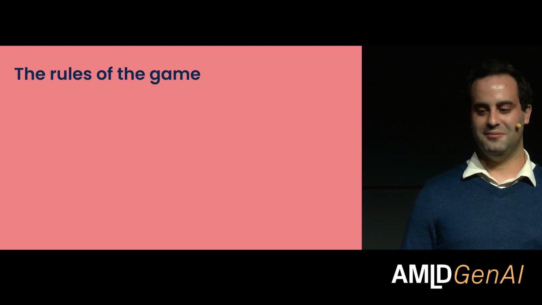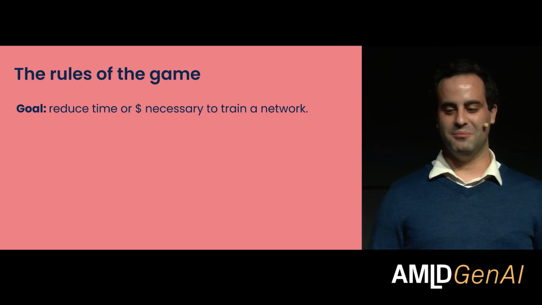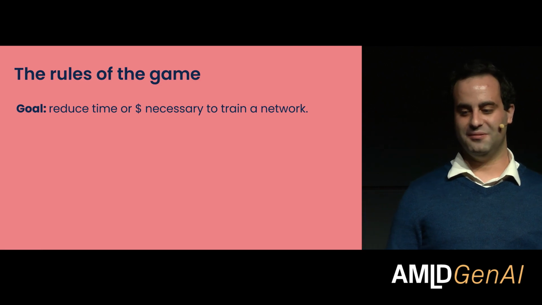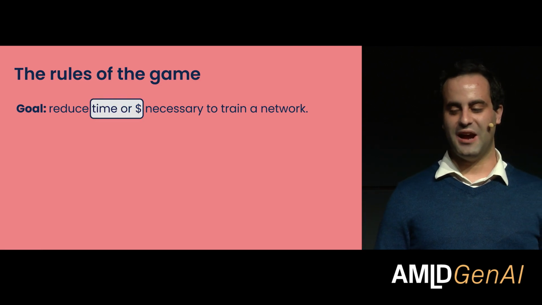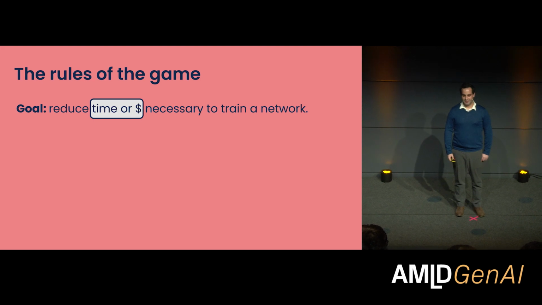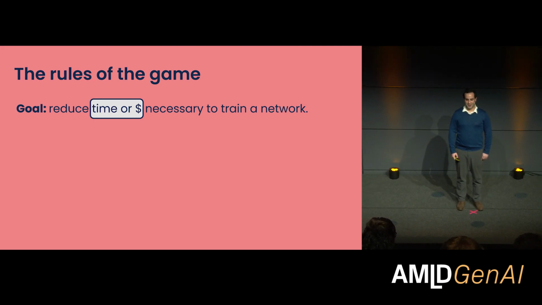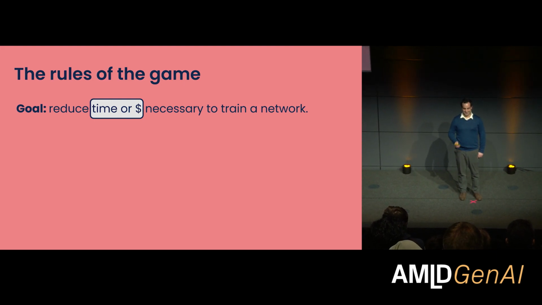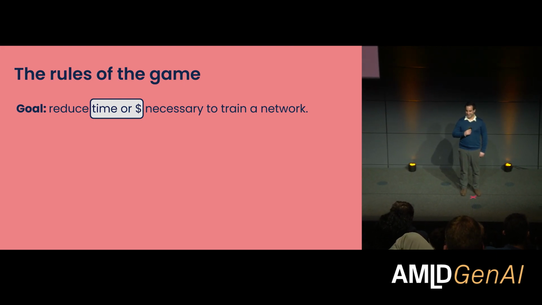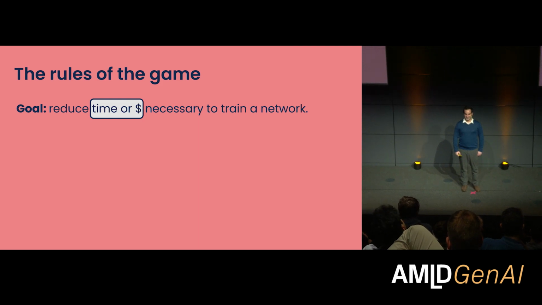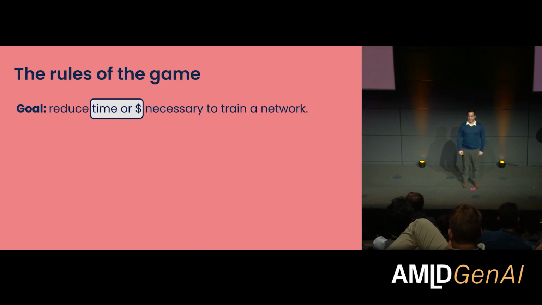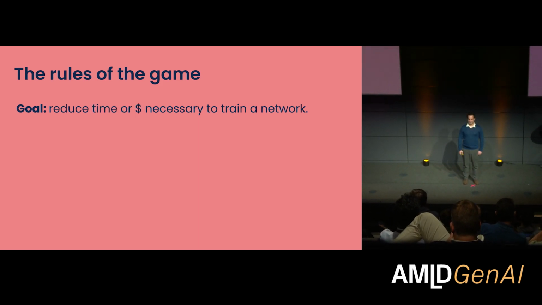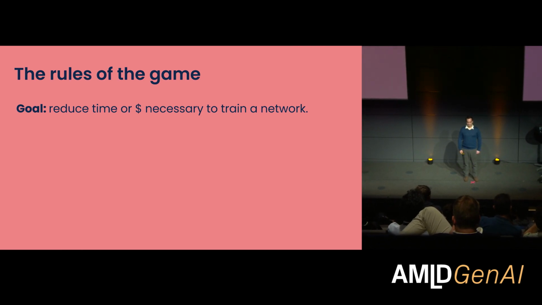So I want to talk science. How do you actually go about doing this kind of algorithmic improvement? And there are a few rules. Your goal is to reduce the time or money necessary to train a neural network. Time and money is very strict. I do not care about flops. Take your flops and go home. I do not care about sparsity. And for those who know my research, that's a big statement to make. I do not care about sparsity. I care about raw time and money. Anything else is made up and nonsensical. And if you're putting that in your paper, who cares?